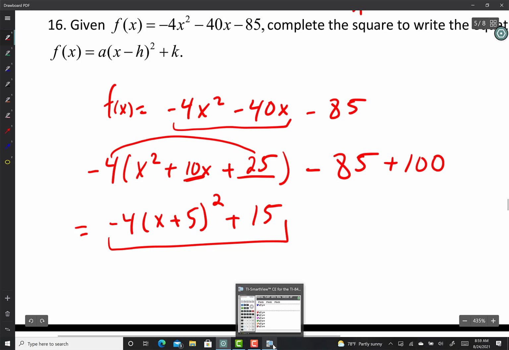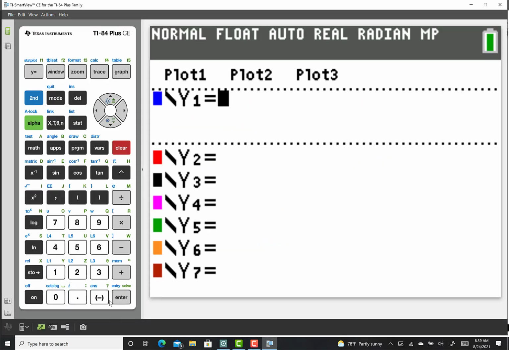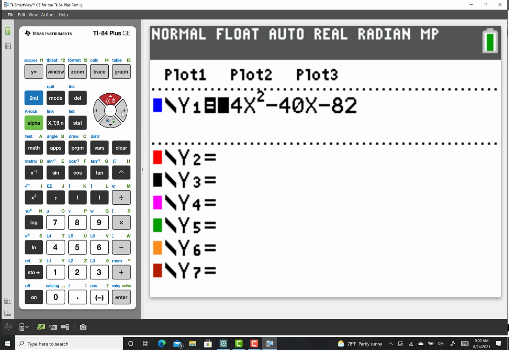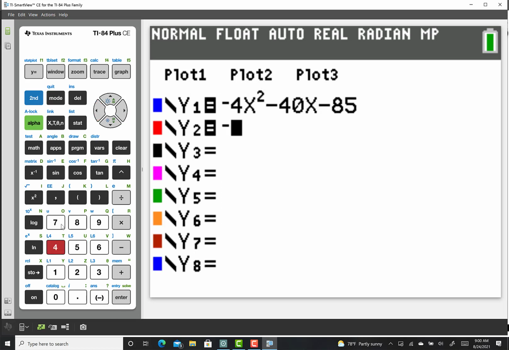So check it out. Negative 4x squared minus 40x minus 85. Negative 4x squared. I already forgot it. Can you hook me up with it, Villacana? Minus 40x. Minus 85. And then what did I have on y2? And then I had negative 4 times x plus 5.